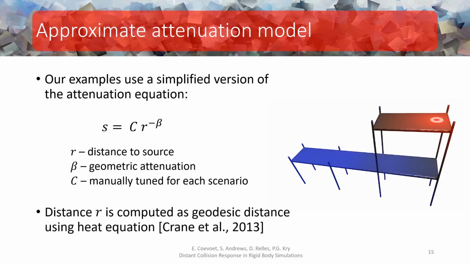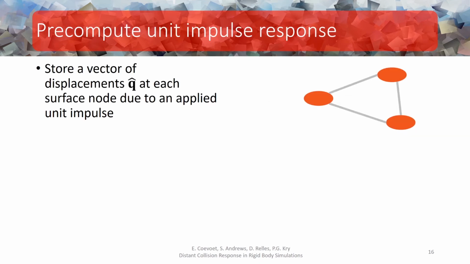Also, since we are mainly interested in the effect of traveling waves observed at distant locations on the surface, we use a geodesic distance between points within an elastic model to compute a response. In order to estimate the initial amplitude of the elastic wave, we sample the displacement at each surface node by applying a unit impulse. An offline FEM simulation with small time step is used for this purpose.